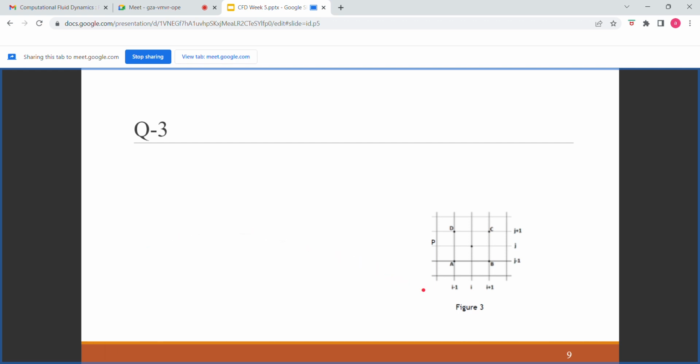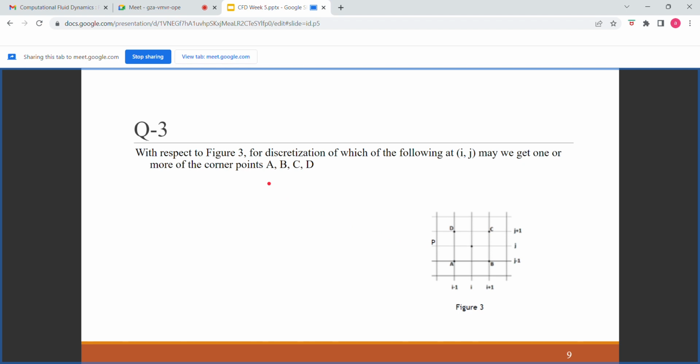In question 3, this type of figure is given, and it has 4 points A, B, C, D. This is (i, j), so it is 1 point decreasing here, 1 point decreasing here, and this is at the corner or the boundary. So we'll see what the question is associated with this problem. With respect to figure 3, for discretization of which of the following at (i, j) may we get one or more of the corner points A, B, C, D?